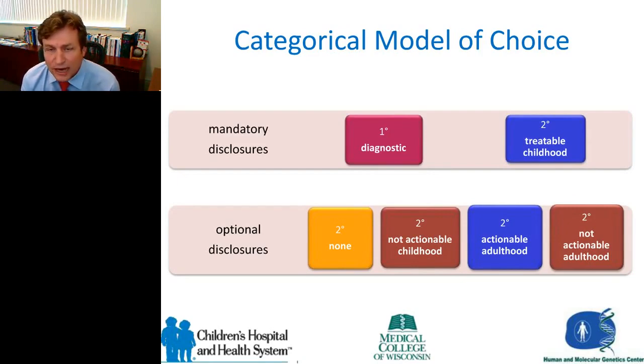And in Wisconsin, if it's diagnostic or treatable childhood, and we're talking about a pediatric case, we are mandated by state law to inform the parents of that information. Optional disclosures, nothing else: non-actionable childhood, actionable adult, and the one that really makes people nervous is non-actionable adult, meaning something like Alzheimer's, something that's not treatable. Is it the parent's right to get that information when the child may not want to know that themselves when they turn 18? And so that, I would agree, is a major area of consideration.